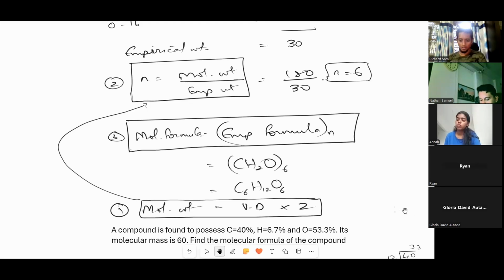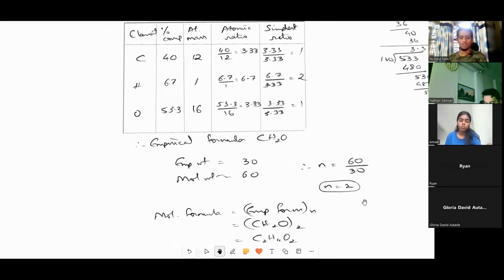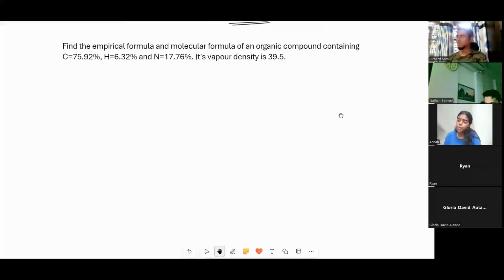All right. All of you do this by yourself now. Make a table the same way. Put all the values in the table. Follow the same steps.